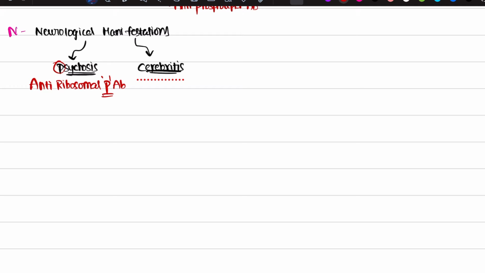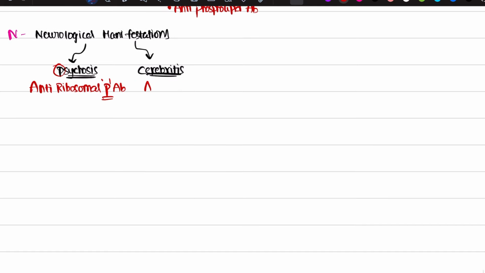And in cerebritis, I told you to remember it this way: in the brain there are neurons. So the antibody is anti-neuronal antibody. This is responsible for the cerebritis in SLE. So we completed BRAIN as well. First we completed PASS and next we completed BRAIN.